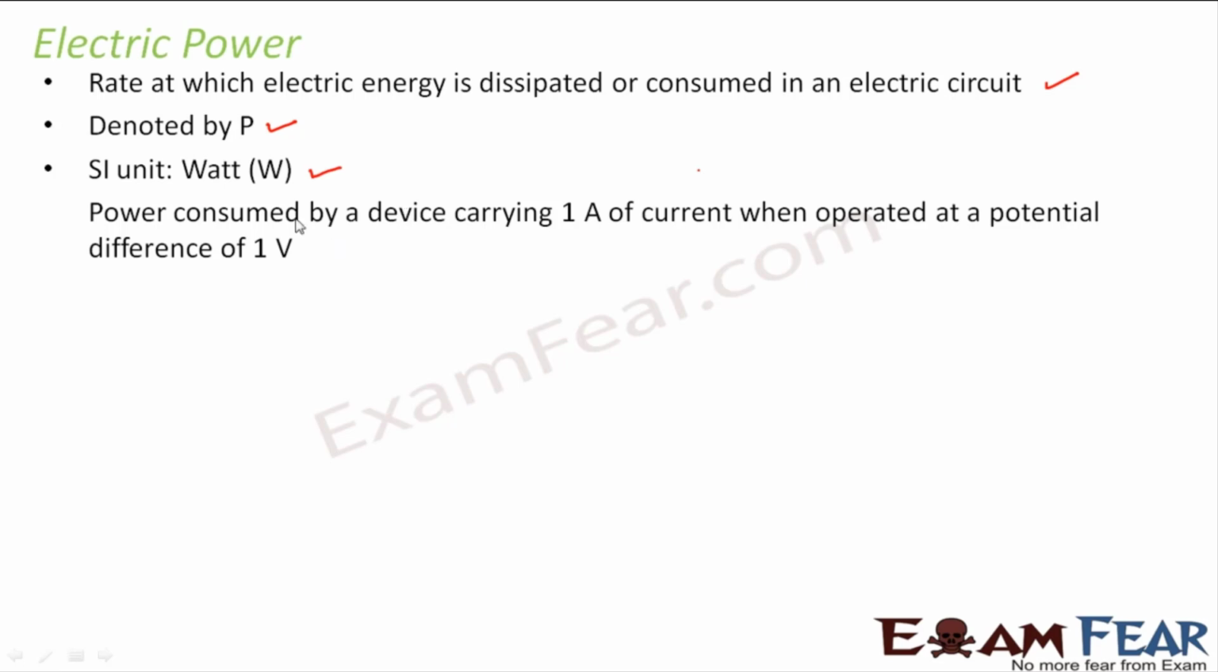It is defined as the power consumed by a device carrying 1 ampere of current when operated at a potential difference of 1 volt. Because power is equal to VI. That is what we derived in the last slide, right? So if I want to define 1 watt, it has to be 1 volt multiplied by 1 ampere of current. So the power consumed when 1 ampere of current passes through the device when operated at a potential difference of 1 volt.